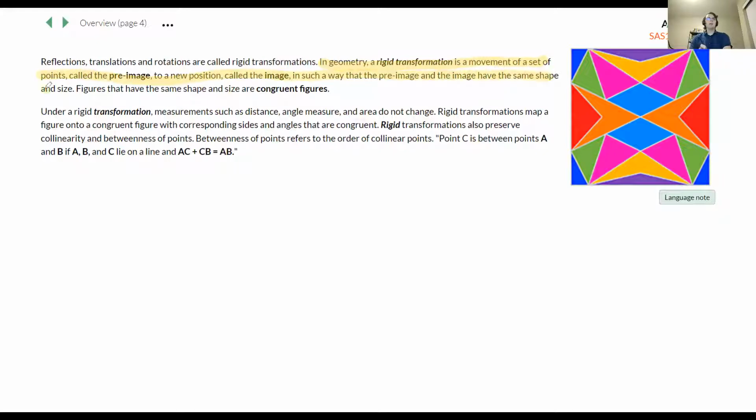Just really copying it down. Again, notice she did not copy down the part with congruent figures. My personal style is I would have just said in such a way that the pre-image and image are congruent figures, right? Assuming that I know what congruency is. I can check my notes for that.